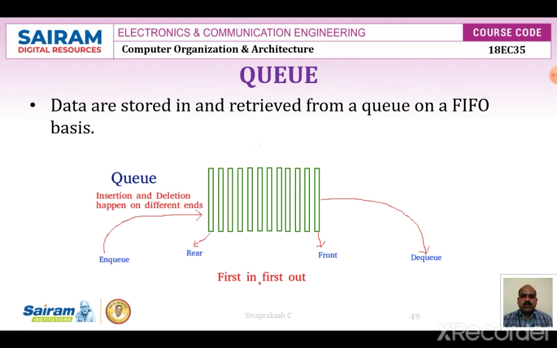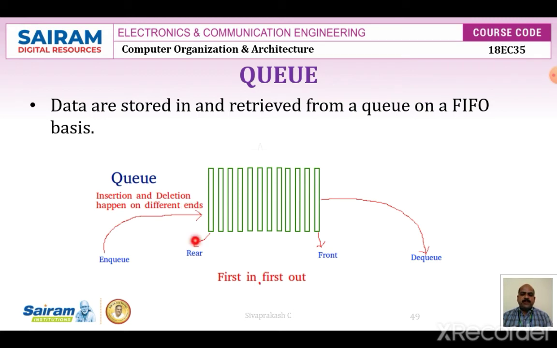So coming to the next one, queue. Data are stored in and retrieved from a queue on a first in first out basis. So it's just like a stack, but it's going to do first in first out. In the diagram which has been shown, the data enters on this side and moves to the next position, and finally the first in data is going to be the first out data. So NQ is going to be made over here.